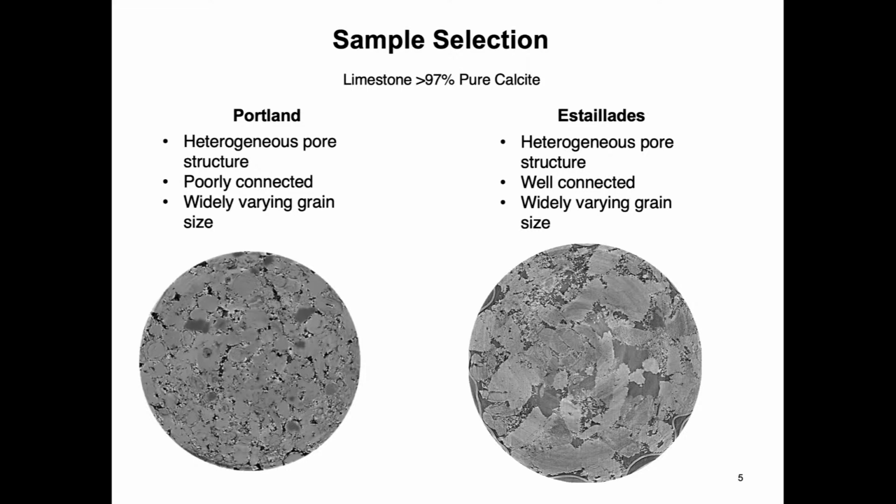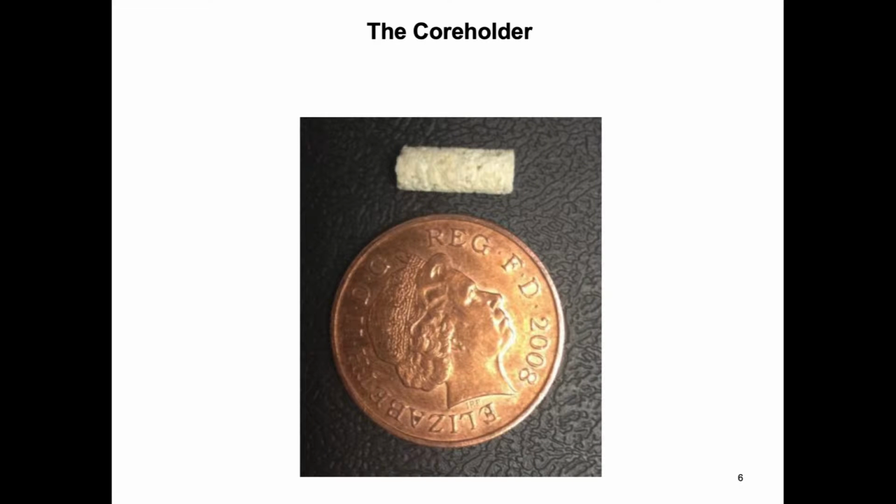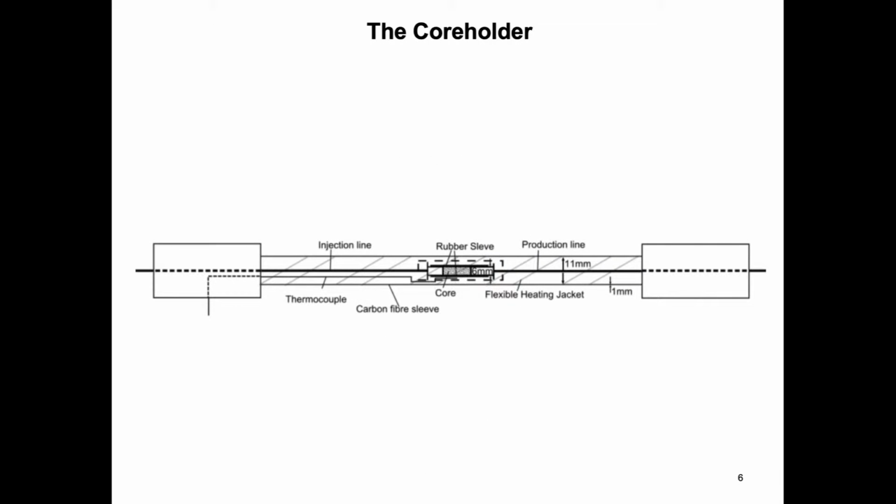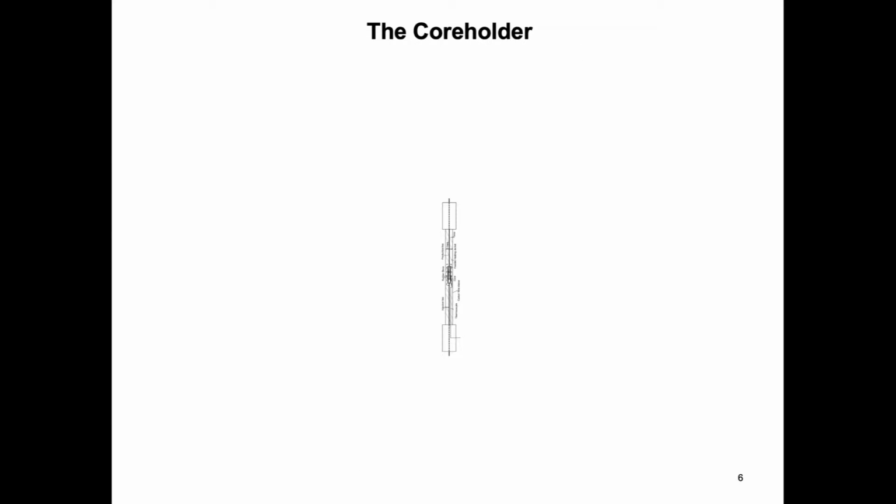So here is our core next to a British penny, which for all you Americans out there is about the same size as an American penny. It is 4 millimeters in diameter and around 1.2 centimeters long. We first wrap it in layers of aluminum foil to stop diffusion of CO2 out of the core. We then put it in a Viton sleeve and snugly fit steel end fittings with PEEK tubing attached and a thermocouple with an additional layer of adhesive aluminum foil. This is then placed inside a carbon fiber Hassler cell and mounted to the rotation stage inside the beamline.